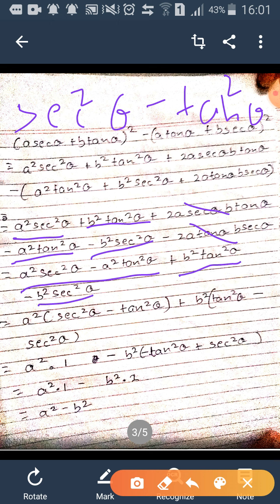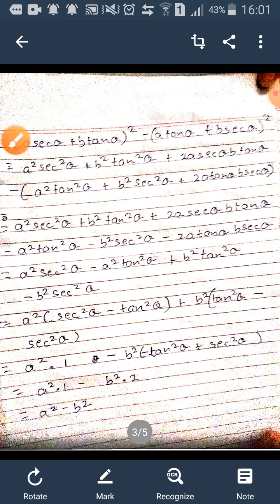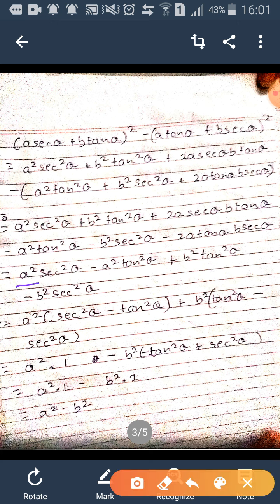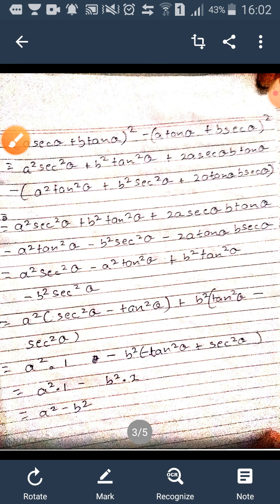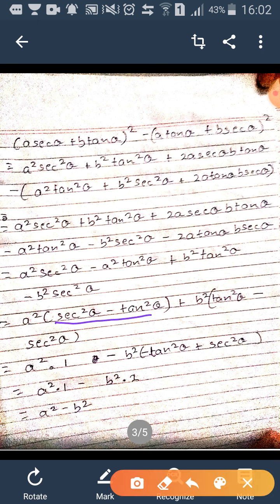You arrange it over here. Yes or no? Now you will take a square common. If you take a square common, you will get sec square theta minus tan square theta over here. From this thing, if you take b square common, you will get tan square theta minus sec square theta over here. Yes. So sec square theta minus tan square theta is 1.